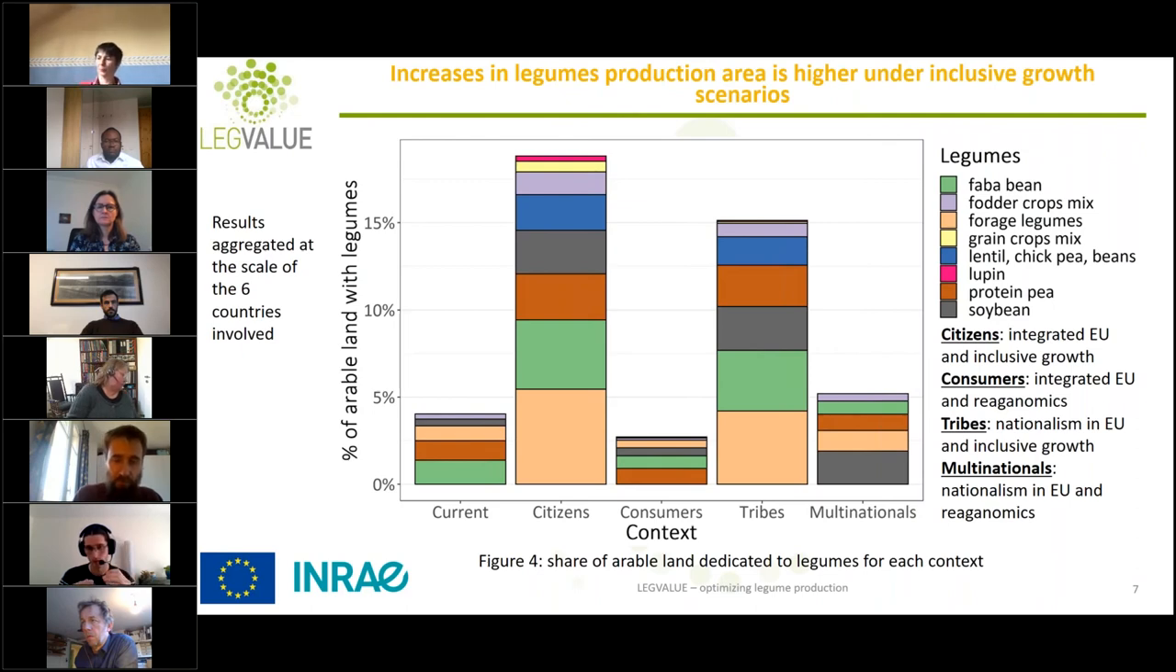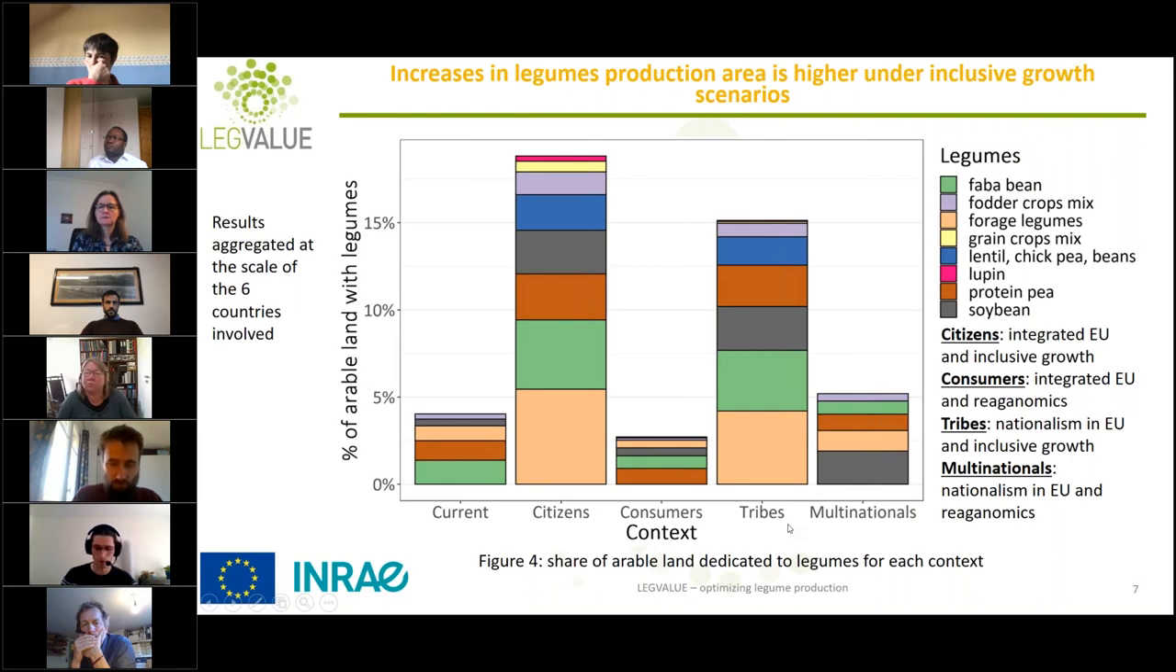What we can see from that figure is that context with inclusive growth, which are citizen and tribes context, are really the most favorable context for legume development. We can reach more than 15% of arable land dedicated to legume within each of these contexts. And this development is mainly driven by forage legumes such as alfalfa and clover, fava bean, protein pea, and soybean.